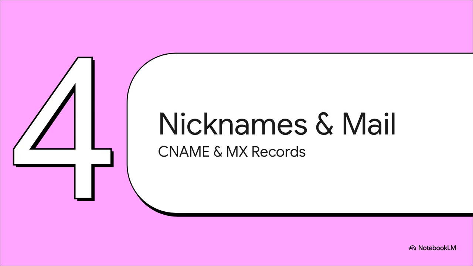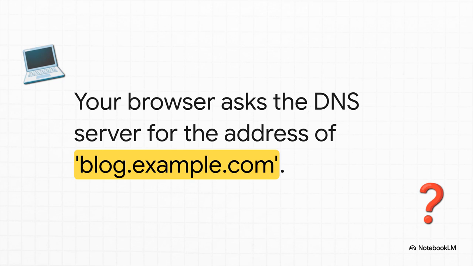Okay, so we can go from a name to a number, and from a number back to a name. That's great. But what about some of the more specialized jobs, like creating a shortcut for a server or making sure email ends up in the right inbox? Well, that's where CNAME and MX records come in. So let's walk through how a CNAME, or Canonical Name record, works. It's basically just a nickname.